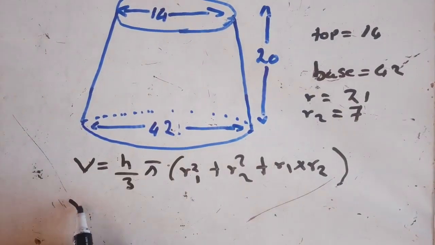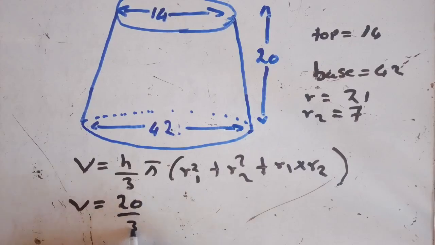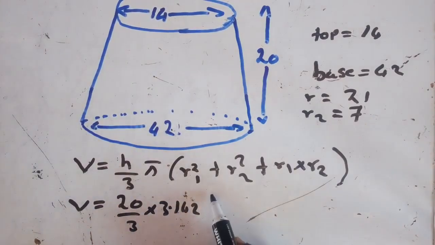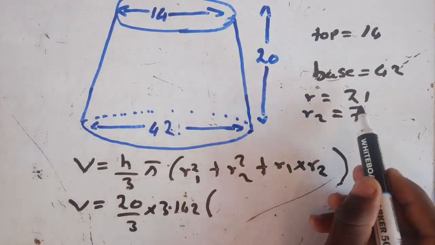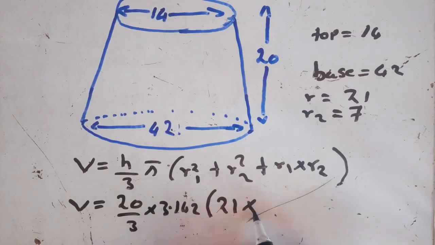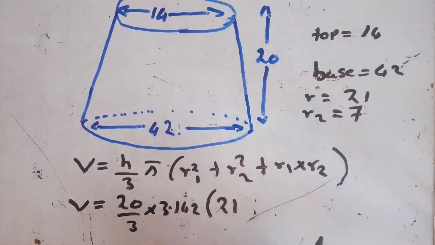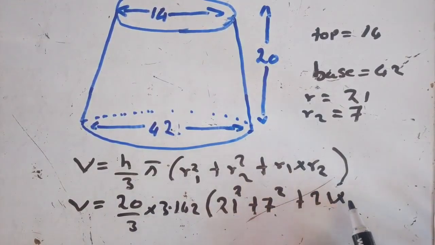So volume is equal to height. We know the height is 20, it's given there, 20 over 3 times pi, which is 3.142, multiplied by open brackets r1. We have found our radius 1 to be 21, by dividing the diameter by 2. Multiplied by radius 2, which is 14 divided by 2, giving you 7. So plus 7 squared plus r1, which is 21, multiplied by r2, which is 7.